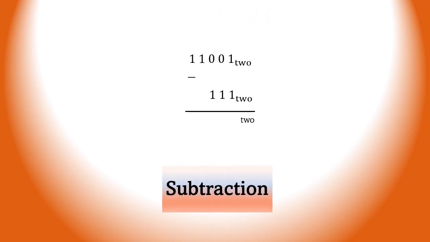Another example, we're subtracting two numbers in base 2. So 1 minus 1, that's 0. Now I need to subtract 1 from 0, so we have to borrow. So 0 minus 1 we can't, so we have to borrow.